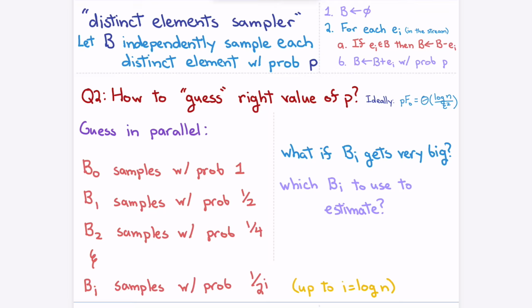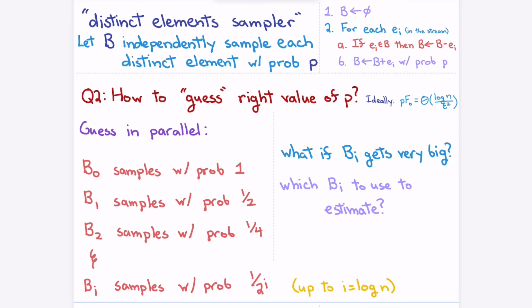Right? And now when B1 gets too big, B1 should be F0 over 2. So once B1 starts getting big, F0 may be big enough to justify set B2. Now sampling is probably 1/4. Yeah, here we do, just to make things simple. So you only need to go up to log n. All right, that's at least intuitive, right?